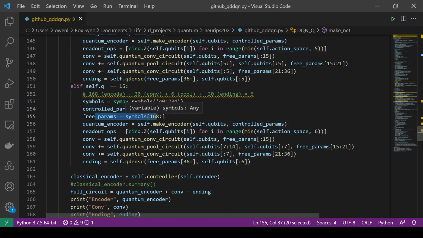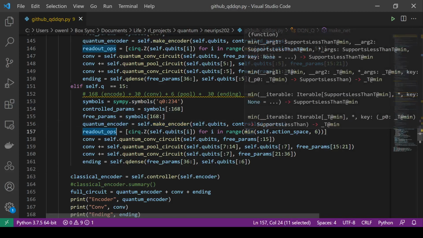Then the free params. This is hard-coded because I actually just did the math for how many encoded parameters there are. So, this isn't very flexible code. It's very much hard-coded for these experiments. We make the encoder, which I showed the code above. We get the readout ops.